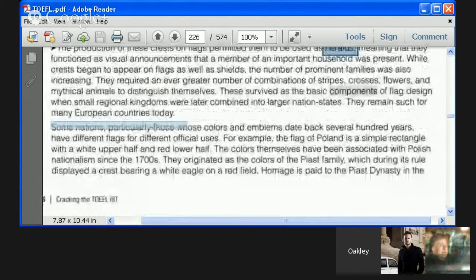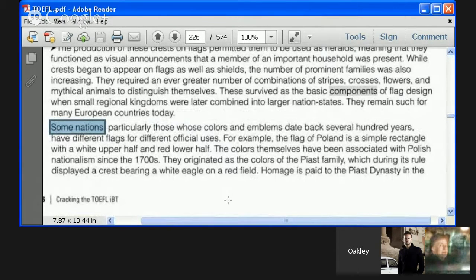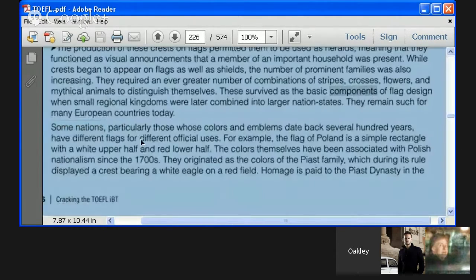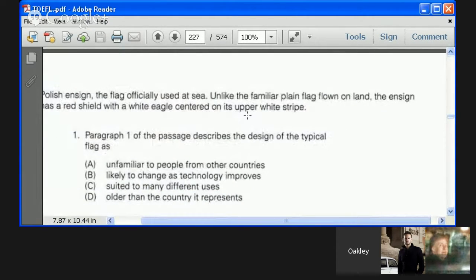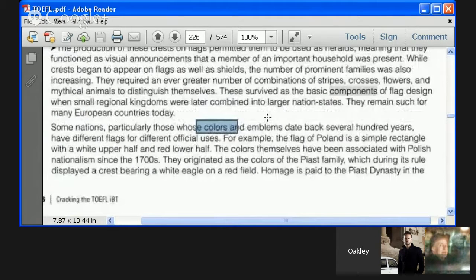Okay, next. Okay, some nations like... I think it's about color. Colors and emblems. Colors, maybe. Okay. I think maybe it's about colors. I think different flags for different uses. Mm-hmm.